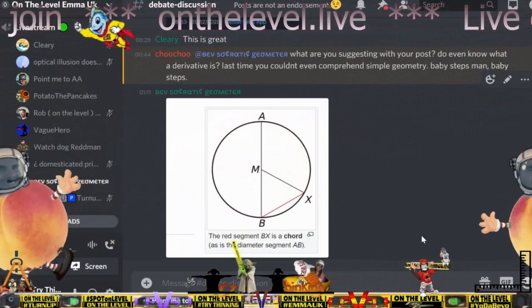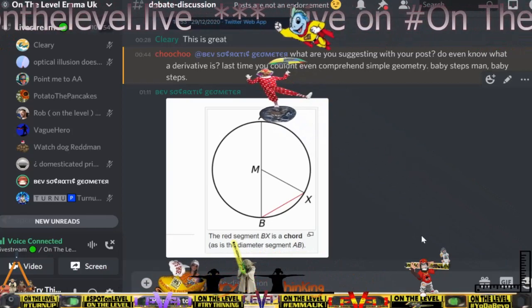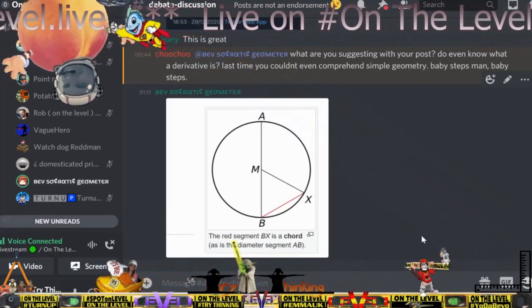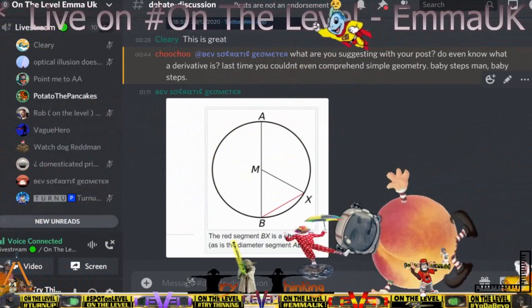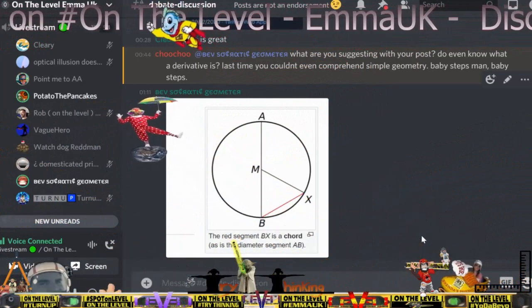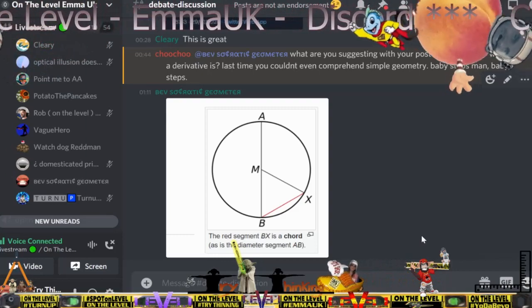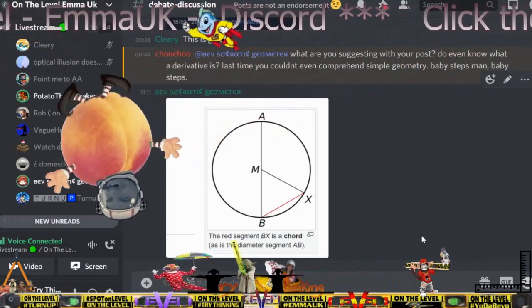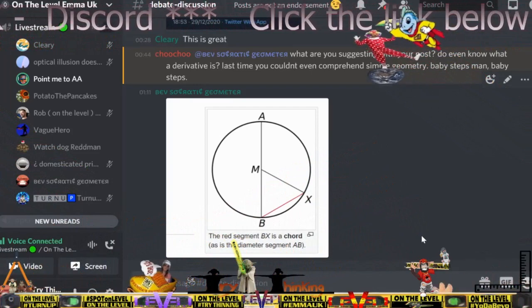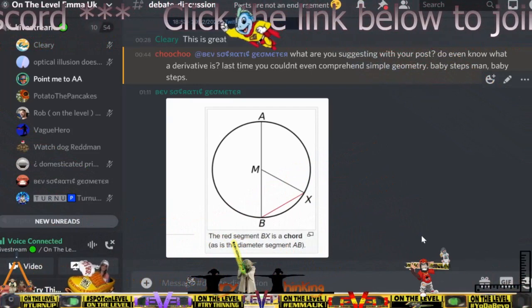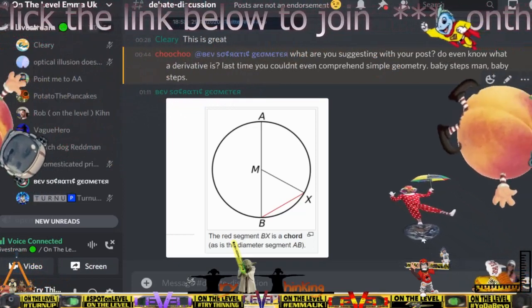It says there the red segment BX is a chord, as is the diameter segment AB. Okay, he's wrong. Yeah, I'm not perfect, I'm more than happy to admit. That's kind of how you know I'm not a dipshit, right? And I'm not religious dogma. If I'm wrong, I'm wrong, and I'm talking about what would be considered a great circle route. Oh, you mean you didn't mean chord?